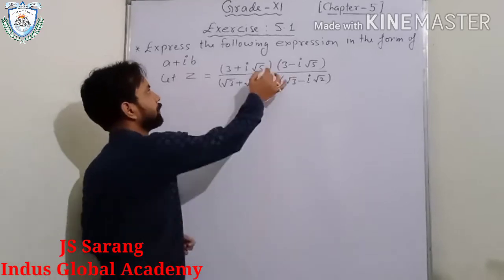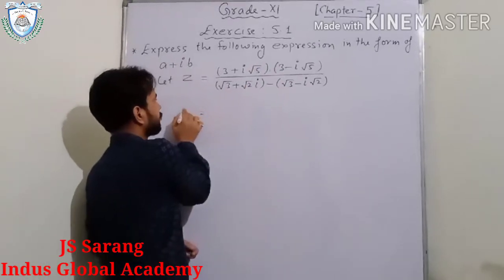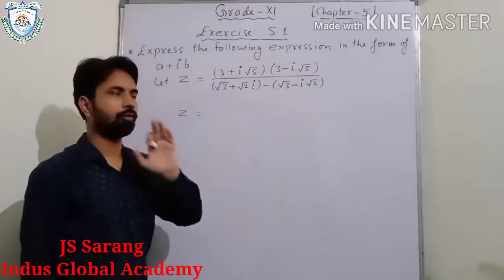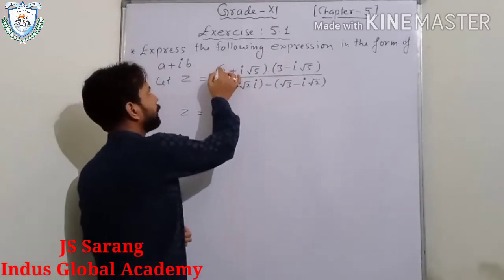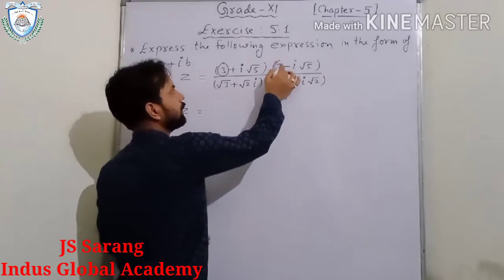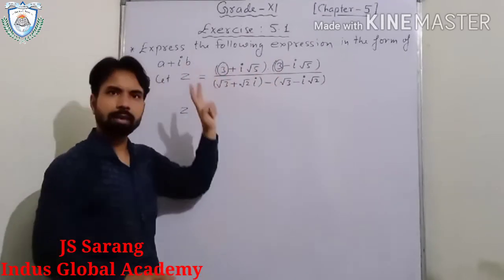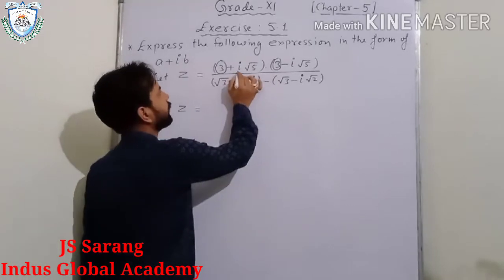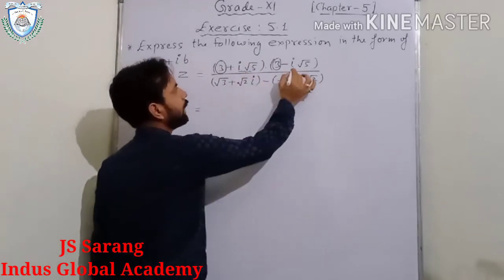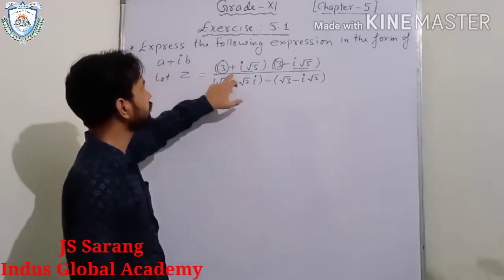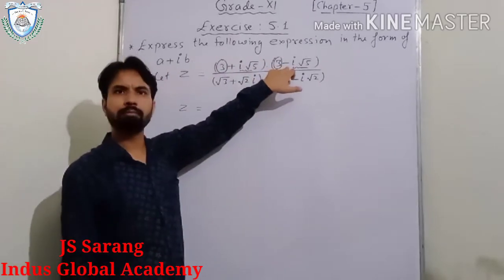Now see, in the numerator, (3 plus i root 5) into (3 minus i root 5). Here the real part is 3 and the real part is 3 here. So in both cases, the real parts are the same, and the imaginary parts, i under root 5 and i under root 5, are also the same. The only difference is that there is plus and there is minus.